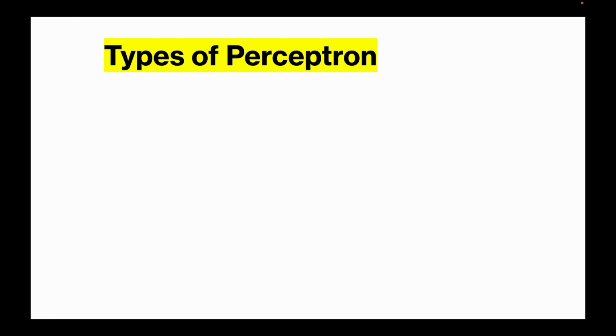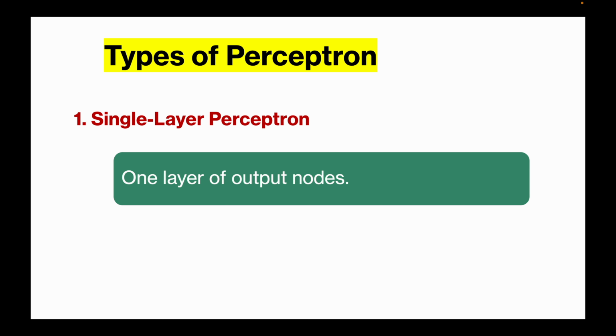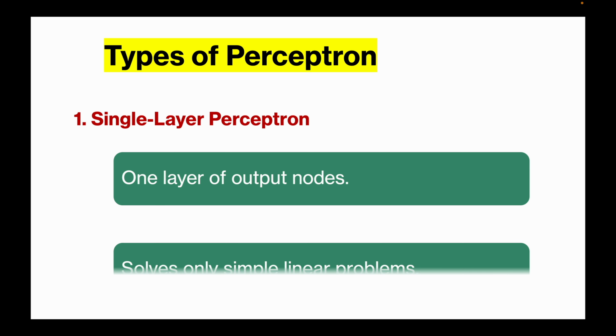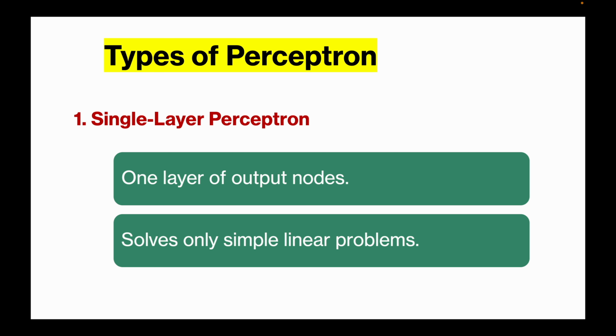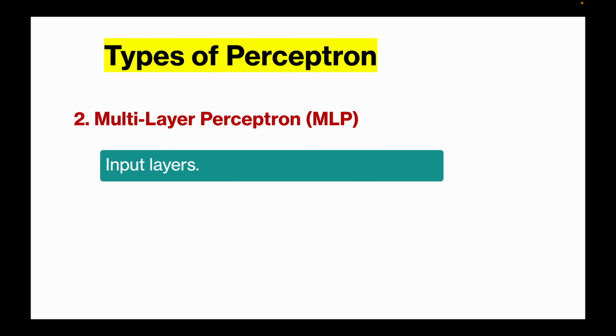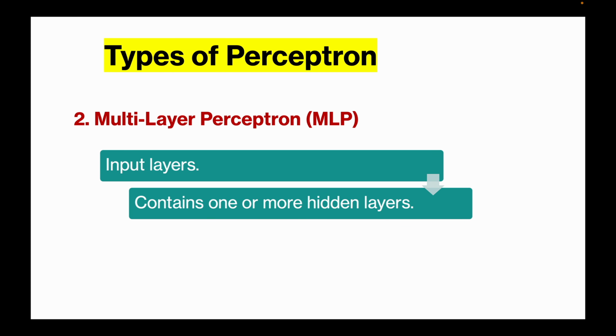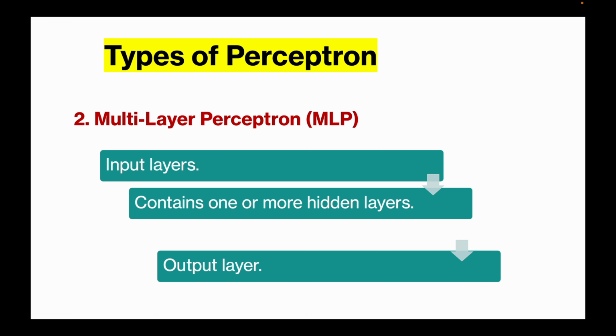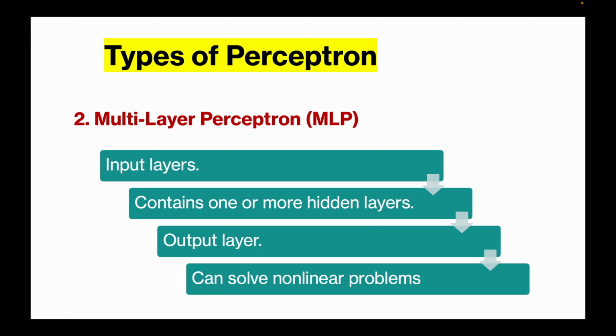Types of perceptrons. One is the single layer perceptron and the other is the multi-layer perceptron. Now let's look at the single layer perceptron. This is the simplest network, consisting of just one layer of output nodes. It solves only simple linear problems. Multi-layer perceptrons. There are many input layers in it. It contains one or more hidden layers and the output layer. Multi-layer perceptrons can solve non-linear problems.